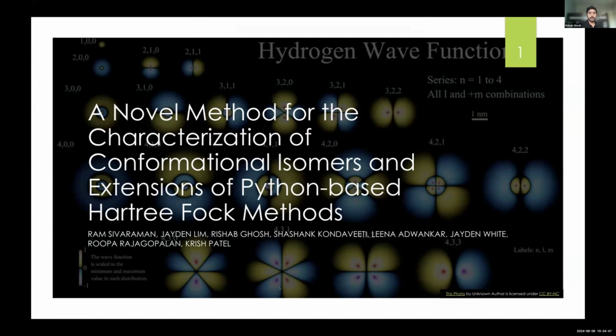So today we would like to unveil our research on a novel method for the characterization of conformational isomers and extensions of Python-based Hartree-Fock methods. My name is Rishab Ghosh. I'm Shashank Kadavidi. And I'm Jaden.